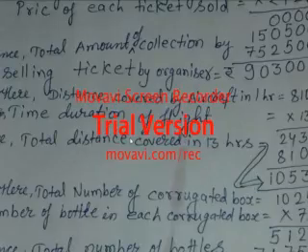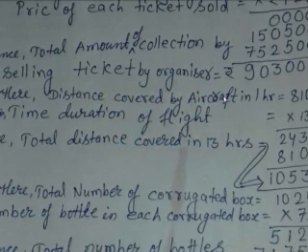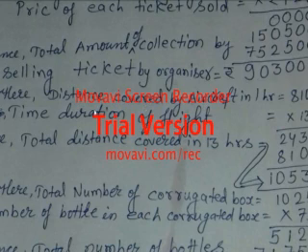I have written over here: distance covered by aircraft in 1 hour is equal to 810 kilometers. The m is not visible properly, but you will understand it is km. And the time duration of flight, as it has been said, how much? 13 hours you have to find.